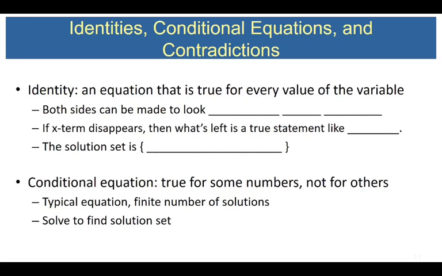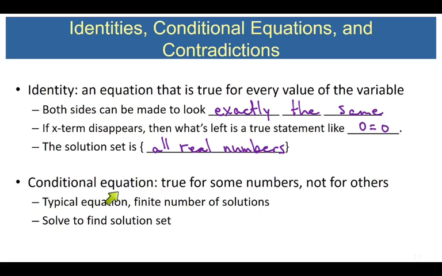Okay, now let's talk about identities, conditional equations, and contradictions. An identity is an equation that's true for every value of the variable. When you have an identity, both sides can be made to look exactly the same. If you're ever solving an equation and the x term disappears and what's left is a true statement like 0 equals 0, then what you have there is an identity. Or it might not be 0 equals 0, it might be 2 equals 2, or 15 equals 15. But if you come up with something where there's no x, but both sides are the same number, that's a true but not helpful statement. So that's an identity. And whenever you have an identity, every number will check correctly. And so the solution set is all real numbers.